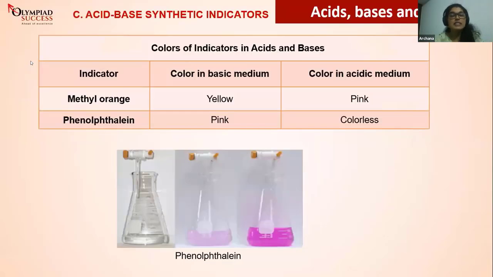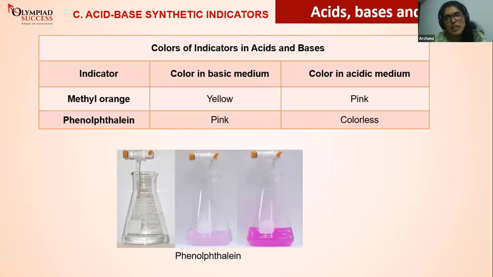Okay, the next is synthetic. The natural indicator we generally use in the lab is just litmus paper. But because that is not sufficient, we have created some synthetic indicators as well. The synthetic indicators generally used are methyl orange and phenolphthalein. Methyl orange, as the name suggests, okay, do not get confused based on the name. Methyl orange will give yellow color in basic and pink color in acidic.